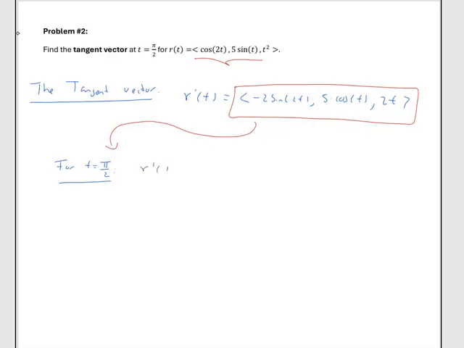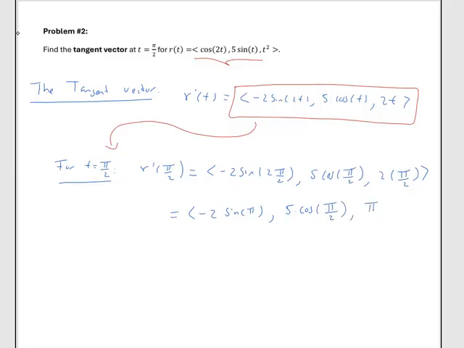So r prime of pi over 2 is going to give us negative 2 cosine of 2 times pi over 2. And then 5, oh shoot, it's a sine. It's a sine of 2 pi over 2, 5 cosine of pi over 2, and then technically 2 times the value of pi over 2. And this is equal to negative 2 sine of pi, comma, 5 times the value of cosine of pi over 2, and then simply pi.